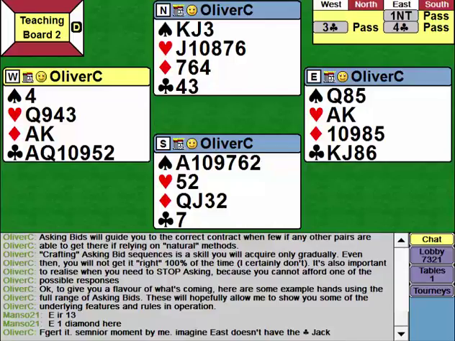Okay, so I mentioned before that alpha has more expensive responses than the four-step response. This is one here. That four-club response shows at least four to a top honor in clubs and exactly four controls. Four diamonds would show five controls and so on. So this is a way of showing very good support for the suit and a high number of controls as well.